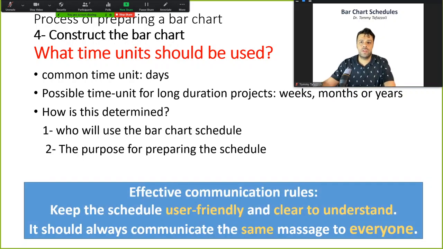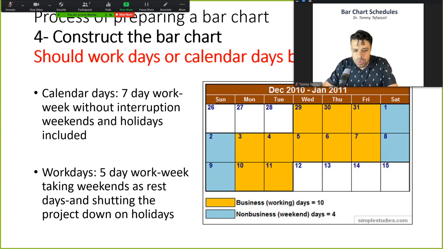So effective communication is the rule of thumb when you are preparing any schedule. It means your schedule should be user friendly. The idea of a schedule is to make understanding the project easier for everybody. If you create a schedule that is creating more confusion, then you're doing a poor job scheduling this project. Okay, so it should always communicate the same message for everybody. It means if two people have a different understanding of what the schedule says, it's not a good schedule.